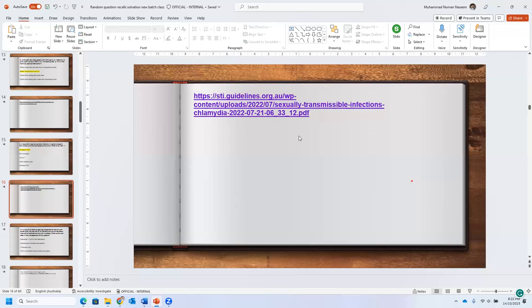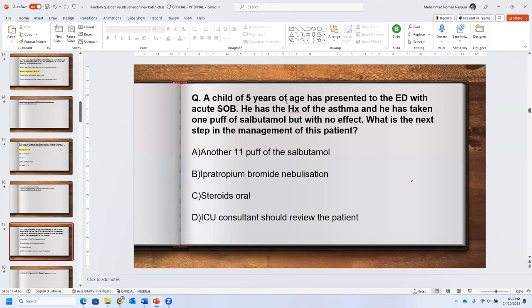While doing recalls, do we need to do the whole topic from the Australian guideline or just find the answer to our question? I would recommend that if you have already opened the guideline, just go through it quickly. Give it a good read. Sometimes we can remember things we have read just once. So if you give it a good read, that will be a good way of studying it.